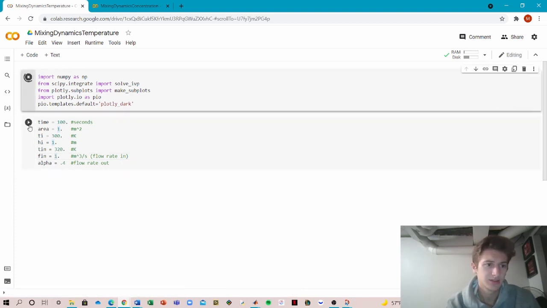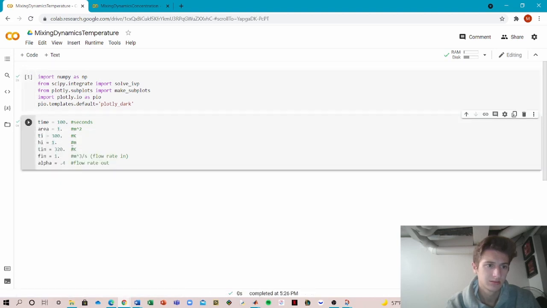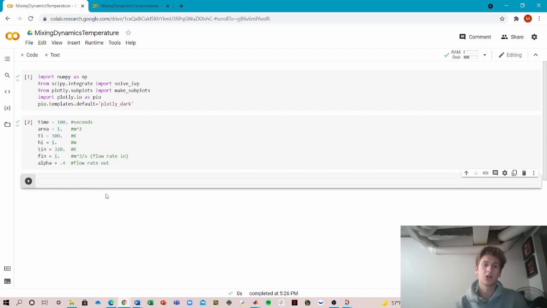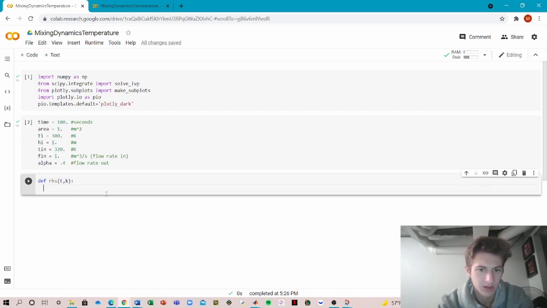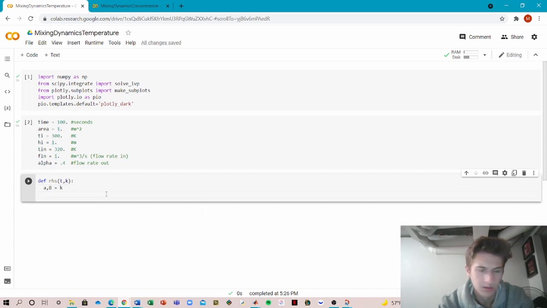So I'll just run these just to get them started. There we go. And now we can start coding. So now we've got to define the right hand side of this equation. T, K, those are two good variables. T will be time, and K will be constant. Then what we'll do is A, B equals K. And we'll set up the first equation.